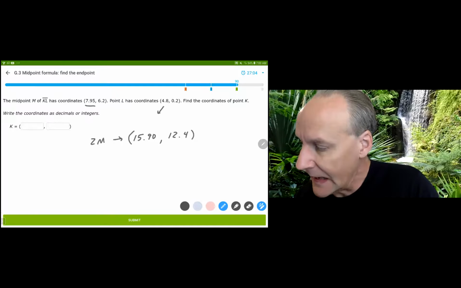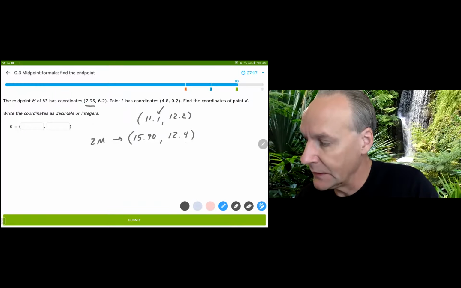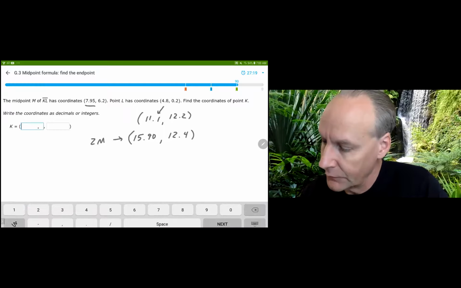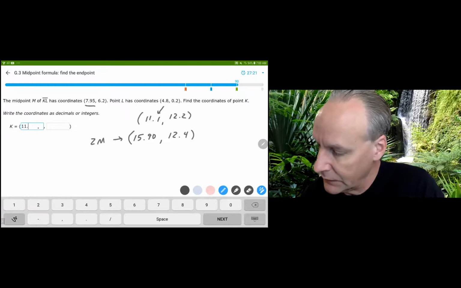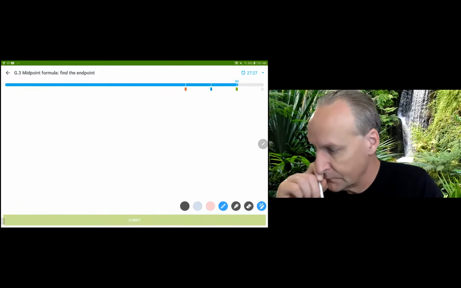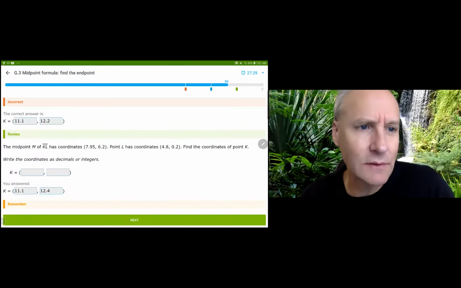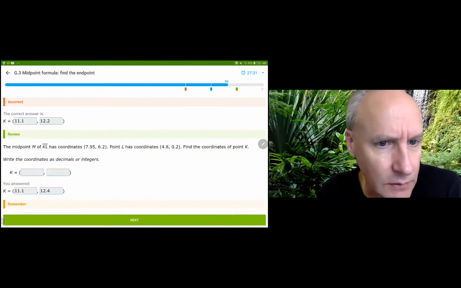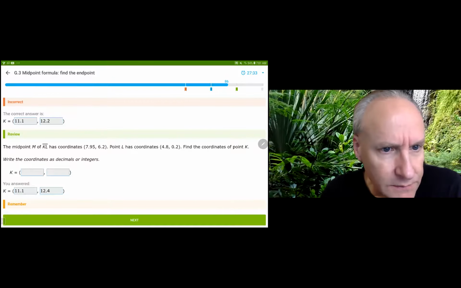And what I need to add to 4.8 to get 15.9 is 11.1. That's going to give me 15.9. And 0.2 plus 12.2 gives me 12.4. So I'm looking at 11.1 and 12.4. What? Oh, God. What did I do? Did I do something dumb?